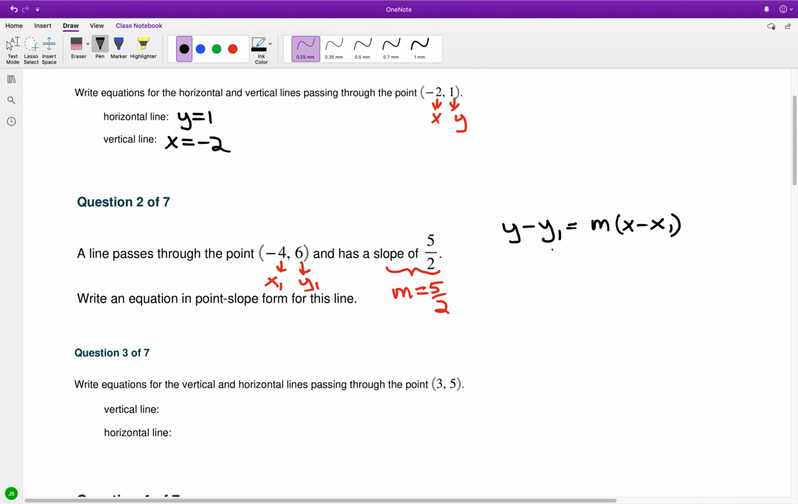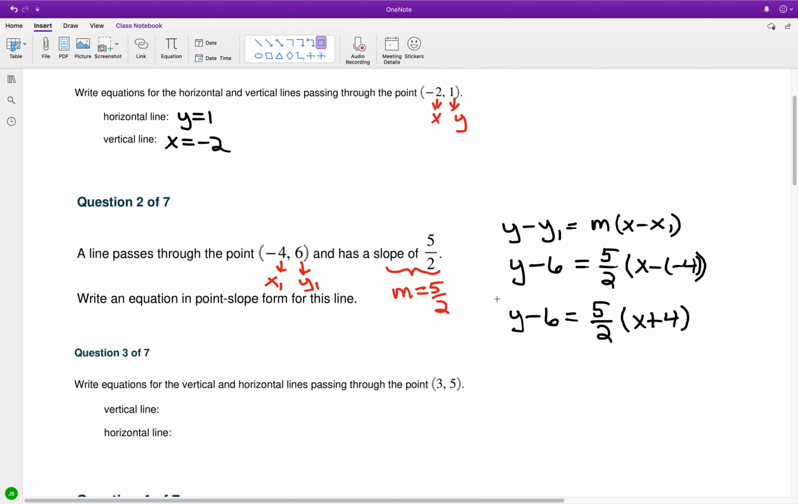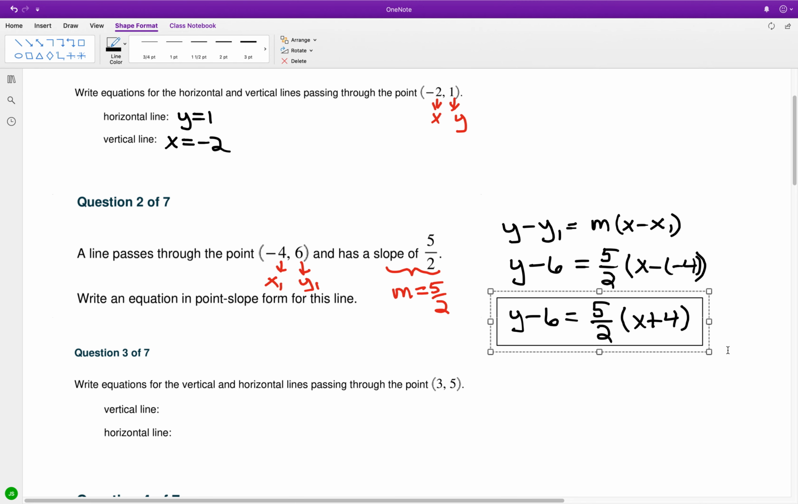So we have y minus y1, so this is going to be y minus 6. For the slope m, we're going to have 5/2. And for x minus x1, we're going to have x minus -4. Cleaning up the subtraction of negatives, we have y minus 6 is equal to 5/2 times the quantity of x plus 4. So that is going to be the point slope form of the equation for this line. Not the slope intercept, but the point slope form.